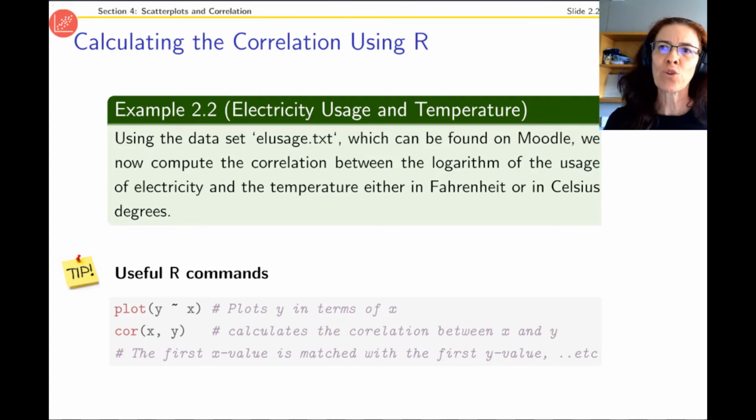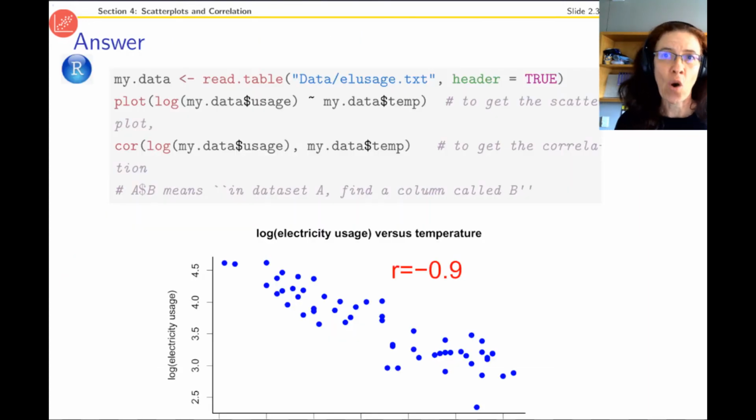So let's say we want to use the electricity usage file again. And we want to calculate the correlation between the logarithm of usage of electricity and the temperature. So if we want the scatter plot, and why not have the scatter plot? Because now that we have some intuition, we can check. And the command we're going to be using is cor, which stands for correlation between X and Y. So whenever you want to calculate the correlation, you just use cor. Of course, the first X value corresponds to the first Y value because they correspond to the same case.